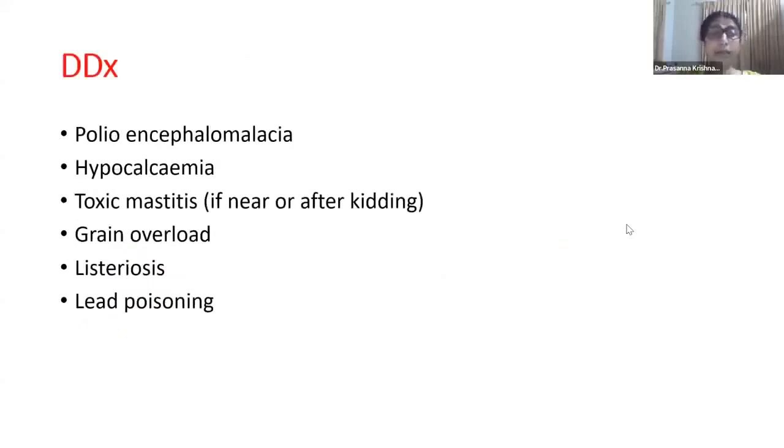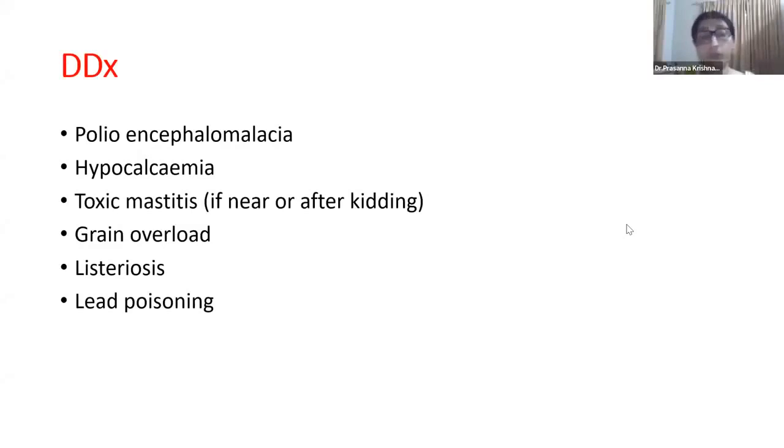The clinical signs, I have explained so many. All these clinical signs you can also see in other conditions like polioencephalomalacia, hypocalcemia, toxic mastitis, if the animal is near or after kidding, grain overload, as well as listeriosis and lead poisoning. The nervous signs you may confuse with these conditions, so we have to rule them all out.